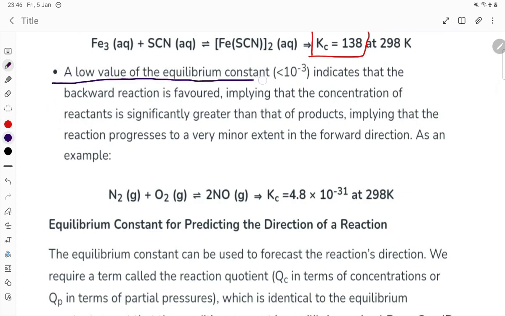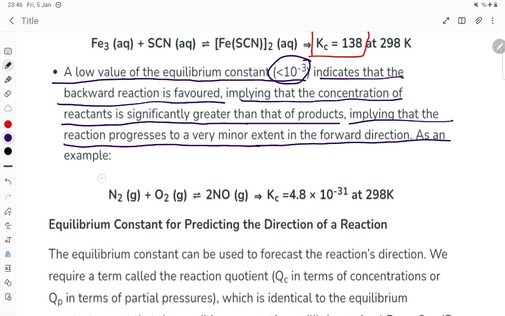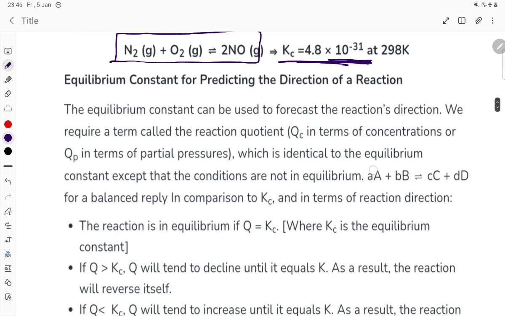Now the third point, you see. A low value of the equilibrium constant, that is below 10 power minus 3, indicates that the backward reaction is favored, implying that the concentration of reactant is significantly greater than that of product, and the reaction progresses to a very minor extent in the forward direction. As an example, N2 plus O2 gives 2NO. Here the Kc value is 10 power minus 31, which is a very small value, student. So only reactants are there, and no product will form in this case.